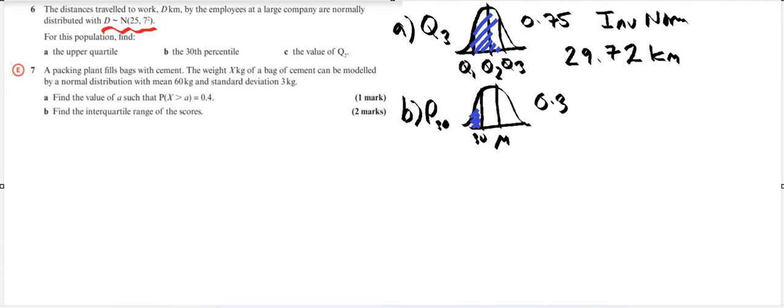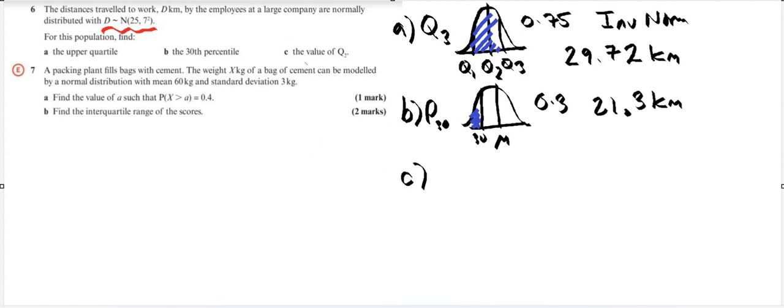Now it's got the same mean and standard deviation, so just hit equals in your calculator, go back, change the area to 0.3. We've still got 7 as our standard deviation and 25 as our mean, and we get an answer of 21.3. Again, that's in kilometers. We're finding values of our discrete random variable. Okay, that's A, that's B.